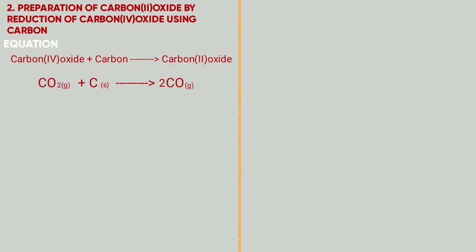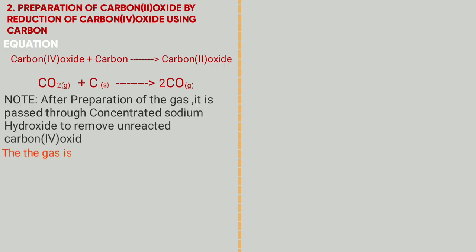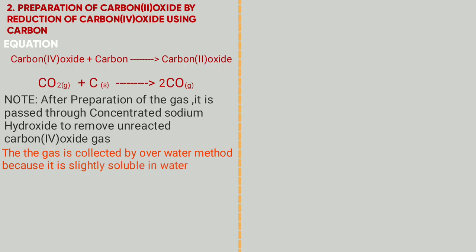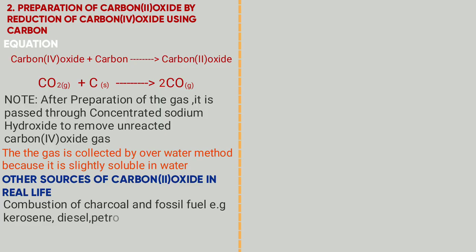Now, after preparation the gas is passed through concentrated sodium hydroxide or potassium hydroxide to remove unreacted carbon-4 oxide. Then the gas is collected by the over water method, because we have said carbon-2 oxide is slightly soluble in water. Now, other sources of carbon-2 oxide can be combustion of charcoal and fossil fuels, e.g. kerosene, diesel, petrol, coal in insufficient supply of air.